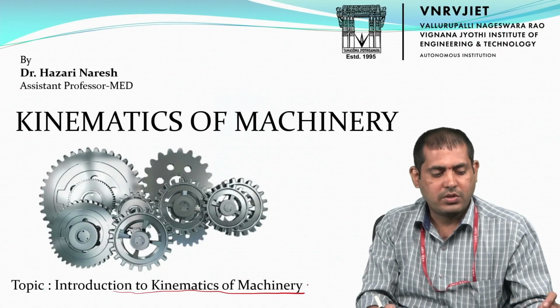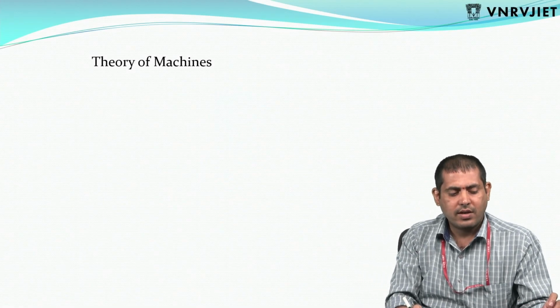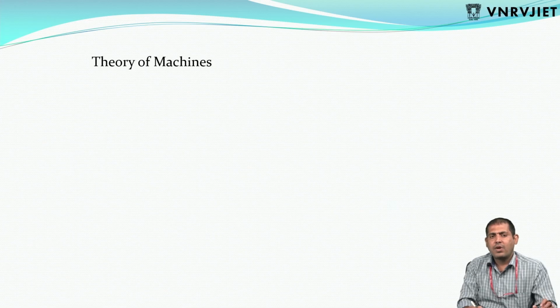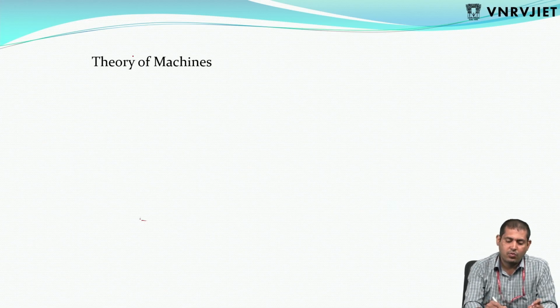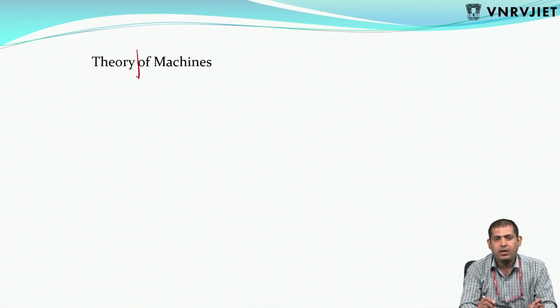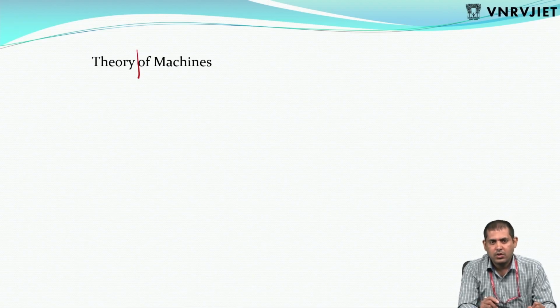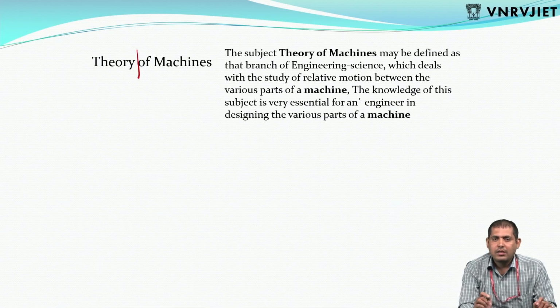to kinematics of machinery. Before entering into it, we first have to know the theory of machines. It consists of two parts: one is theory, the other is machines. Nowadays we see all our machines and mechanisms. Now what is the theory behind them, how they work, that we are going to learn with this subject, theory of machines.